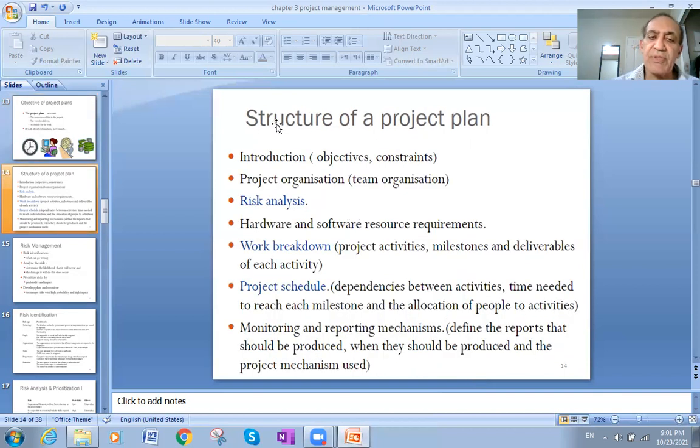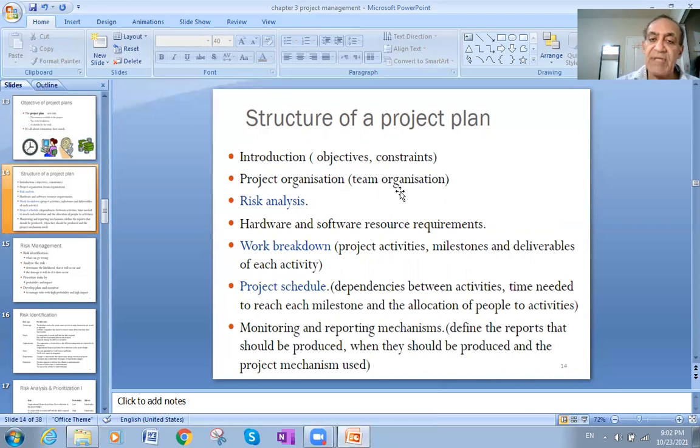Structure of the project plan. What we will do in the project plan, how we will build it. There is an introduction. The introduction is the objective and the constraints. Objective, what we want to do, building as an example. The constraints, we have $100 million or $1 million. We have constraints of time, we have constraints of costs, and we have constraints of scope.